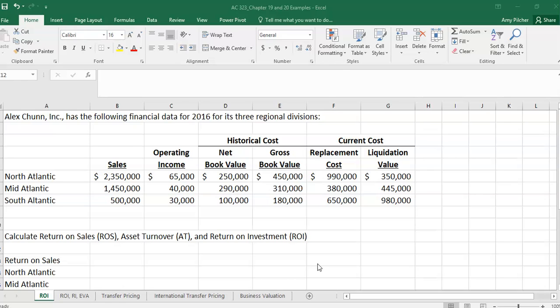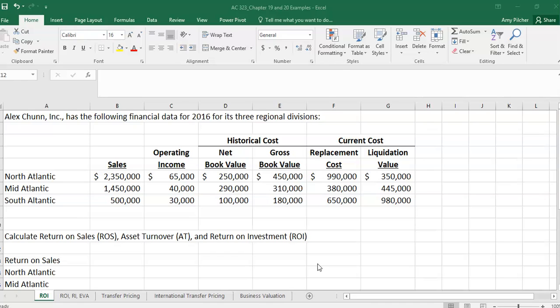So the net book value is the historic cost minus accumulated depreciation. Gross book value is the historic cost. Replacement cost is the current market value of our assets, and the liquidation value is what our physical assets would sell for today if we were to go out of business. So the liquidation value removes any intangible assets and only looks at physical assets that we can sell.